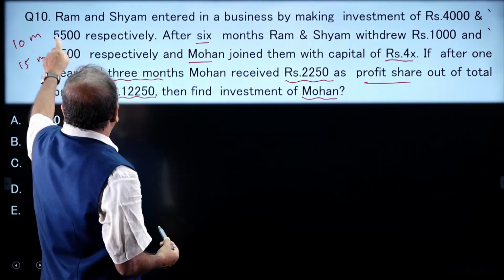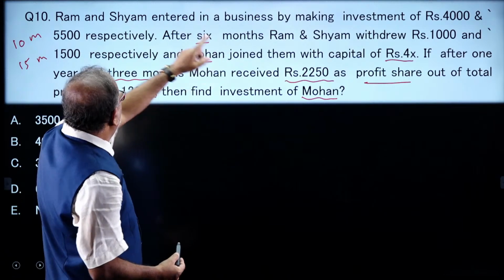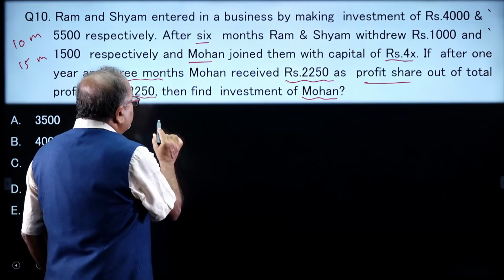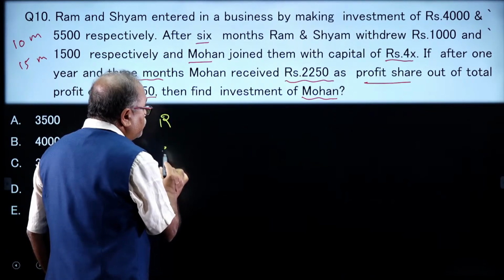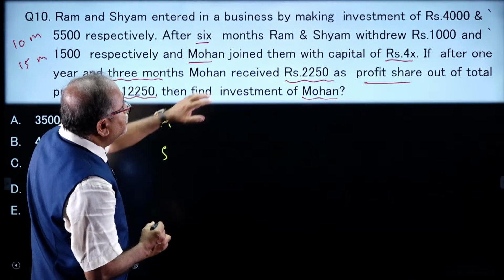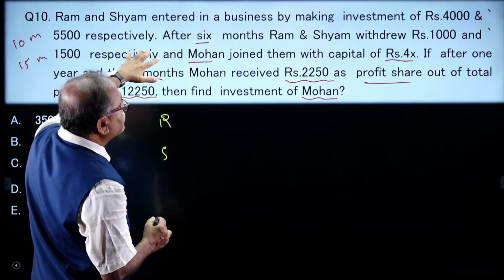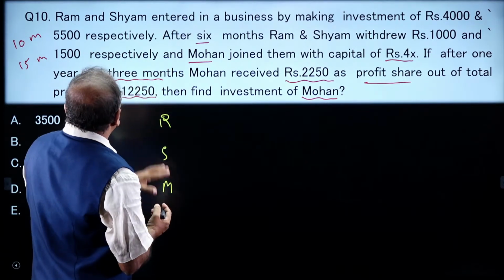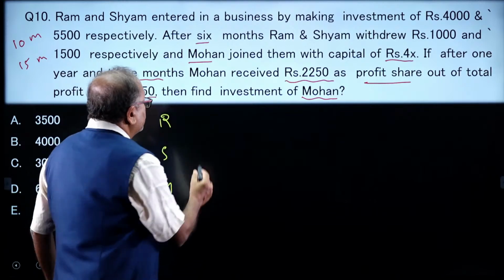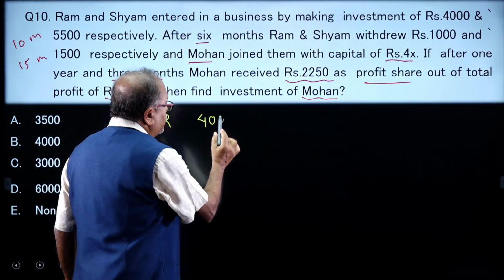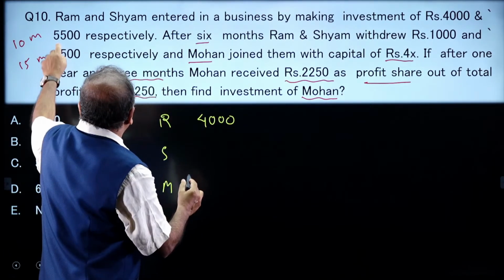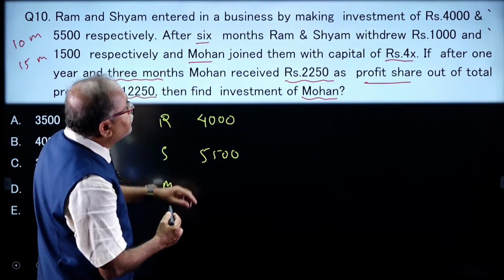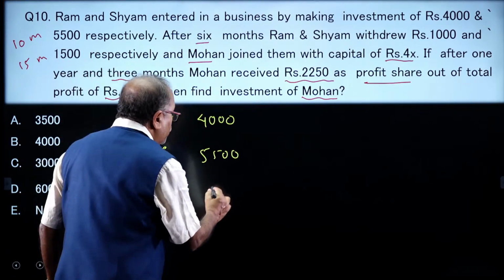Okay, so Ram and Shyam are there. Their profit is known to us, but there are some changes there. Let me take Ram over here, Shyam over here, and finally, who joins? Mohan joins over here. So what is Ram's investment? That's 4,000 initial investment, right? Whereas this is 5,500. And when Mohan joined, he invested 4x.